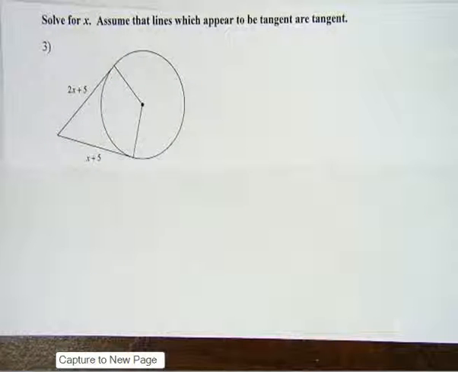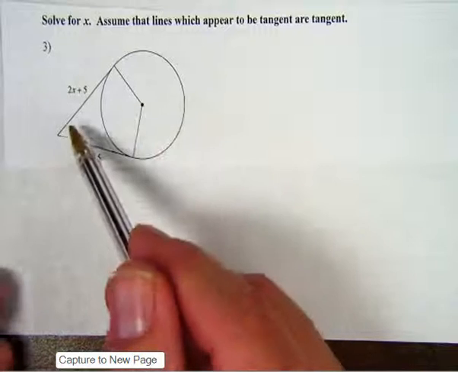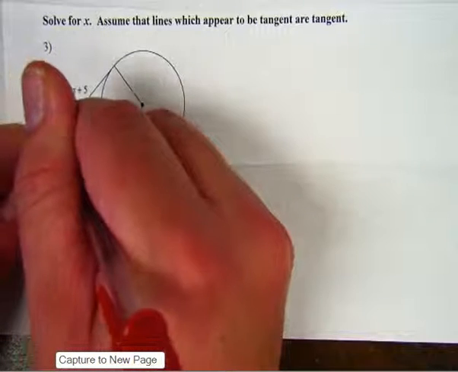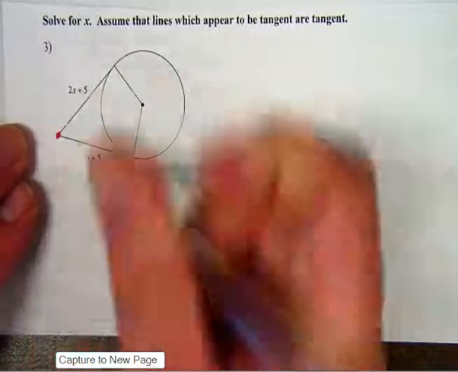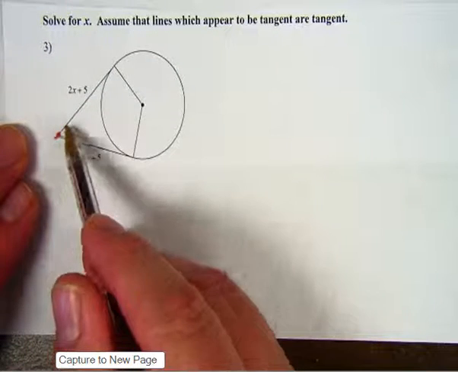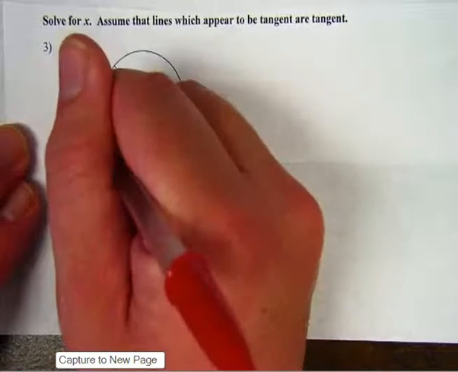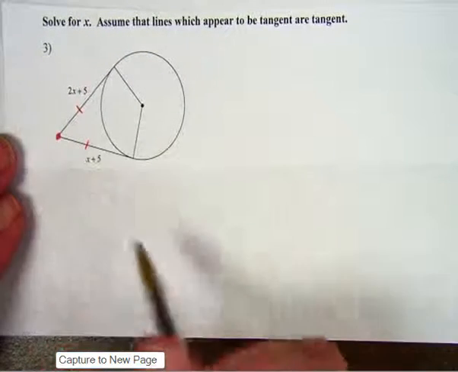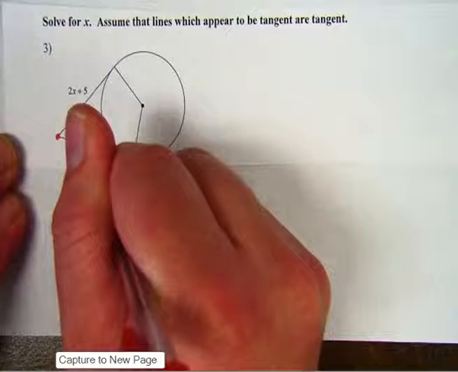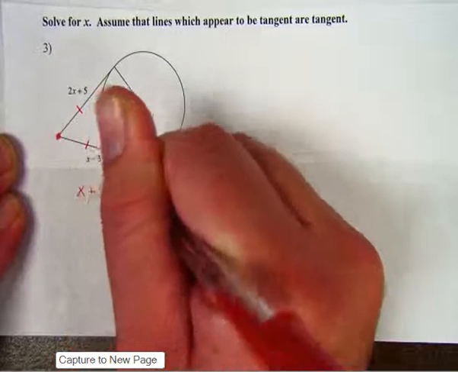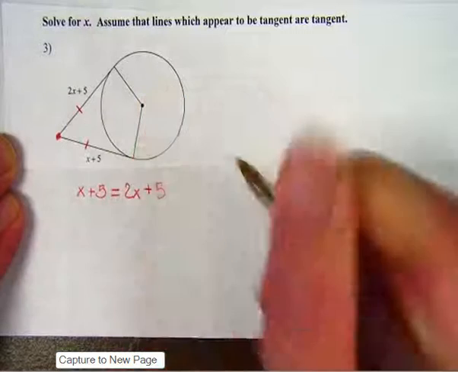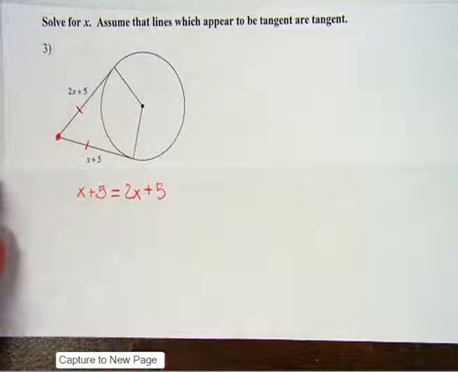Alright, now we're asked to solve for x, assuming that lines which appear to be tangent are in fact tangent. And so what we need to do on this one is realize that since I have two tangent lines that meet at a common external point, that this segment is going to be congruent to this segment, which means I can take these two measurements and set them equal to each other, because if they're congruent, they are in fact equal. And now that I have this, all I need to do is solve it.